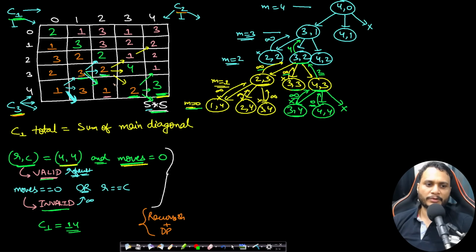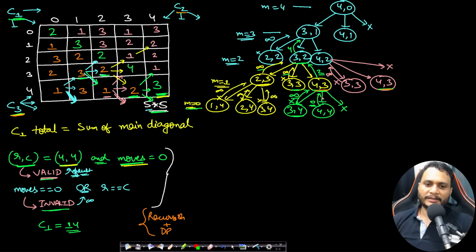From 4 comma 2 you can go in all these 3 directions, right? You can go to 3 comma 3, which is invalid because it is on the diagonal, so this will return infinity. It can go to 4 comma 3, and it can go out of bound, where the call will not be made. Now if you look at this subproblem 4 comma 3, it is already repeating.